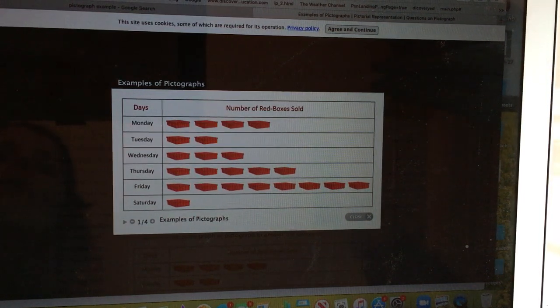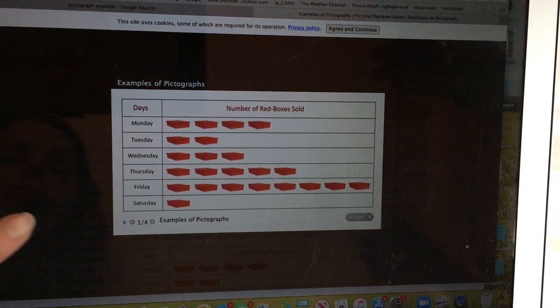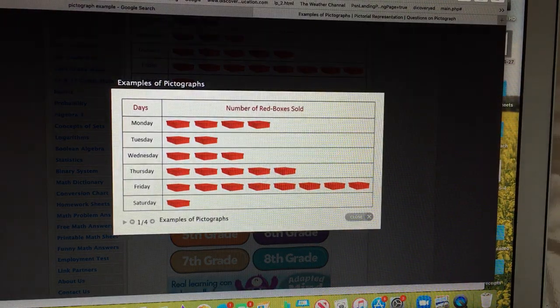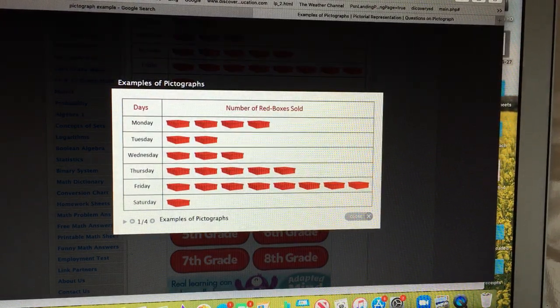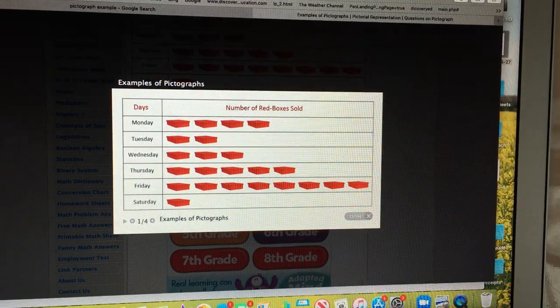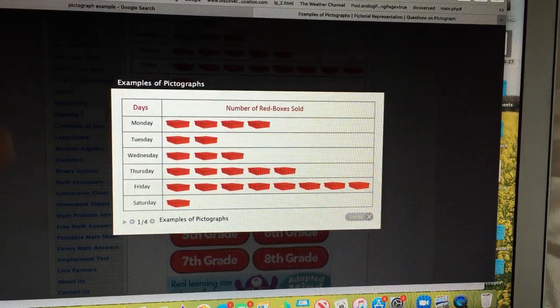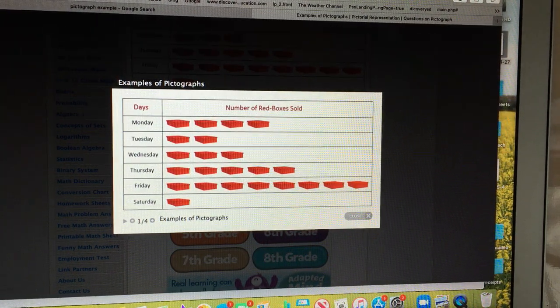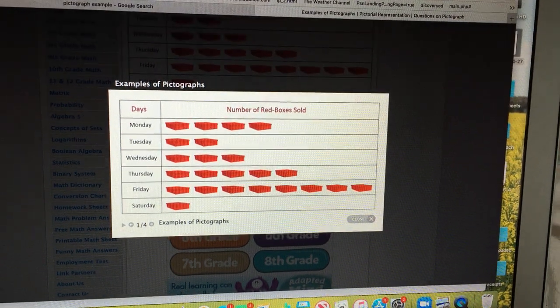But no matter what, it's a lot easier to read this by just looking at a picture than it would be if we wanted to look at a whole bunch of numbers and look at all the zeros and look at all the numbers. It's a lot quicker to compare by looking at a picture. So that's a pictograph, and it's pretty easy to read, right? Now I'm going to show you a different kind of graph.